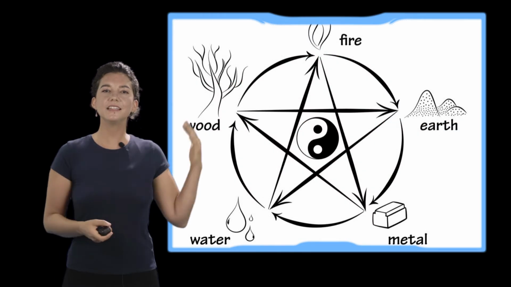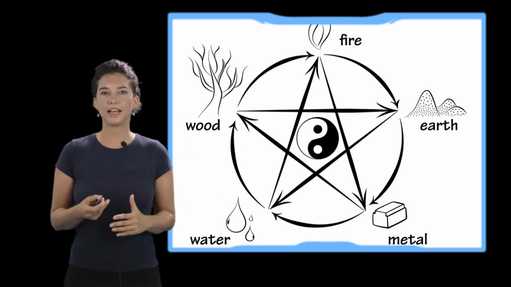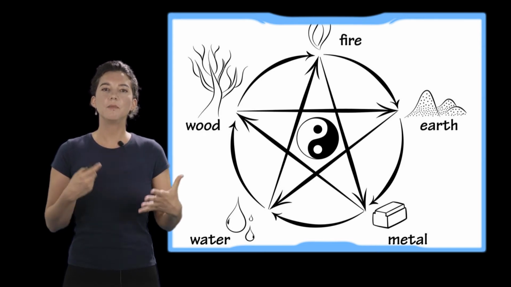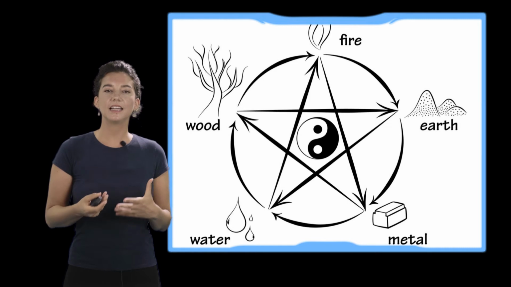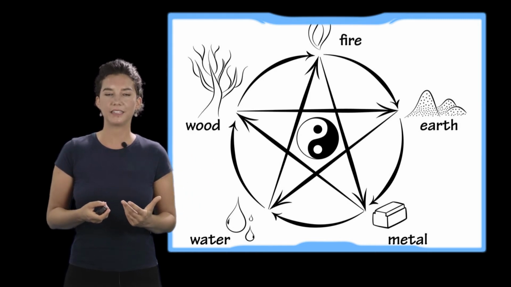You can see in this diagram which element is generating the other element, and from this you can see the mother and child relationship. The mother is the one that's generating it, and the child element is the one that's receiving the energy from the mother energy.